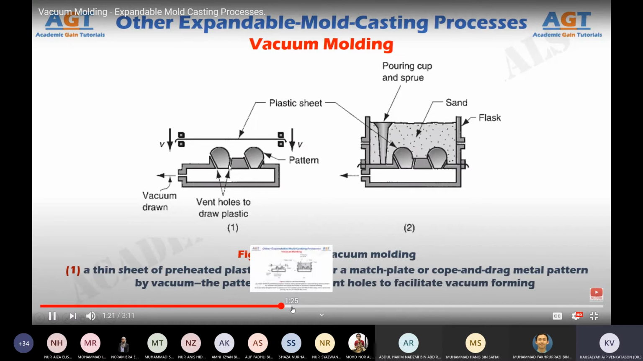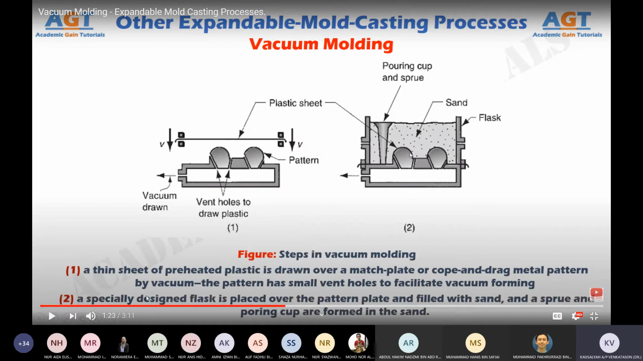The figure 2 shows the second step. Then you have a specifically designed flask, which is placed over the pattern plate and filled with sand, and a sprue and a pouring cup. So basically this is something like a mixture of shell molding and sand casting. So you have your flask over here and then you have your sand, compacted.